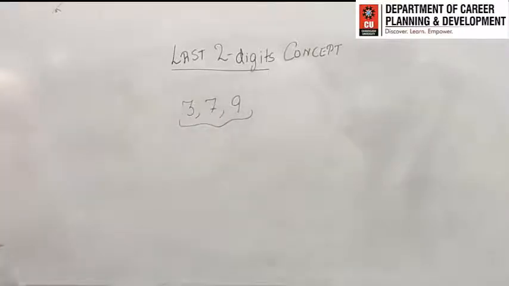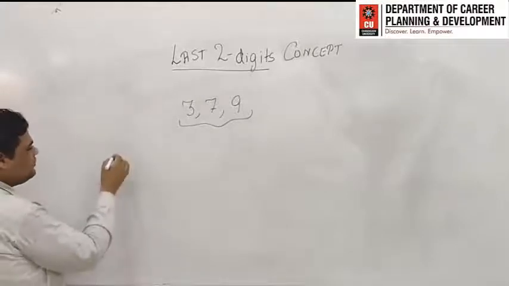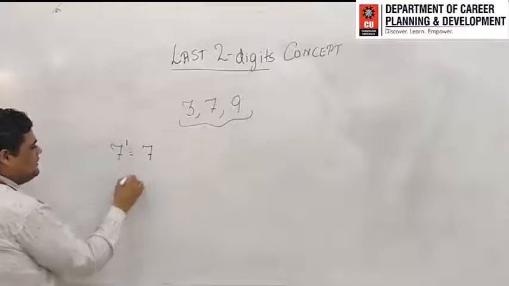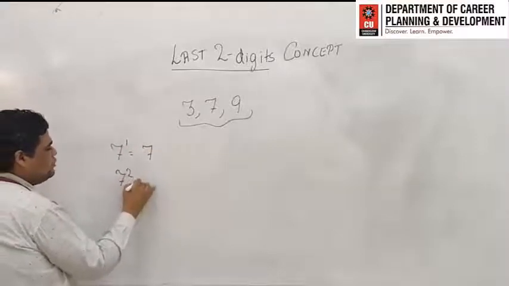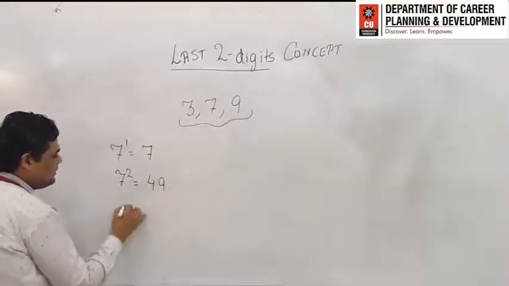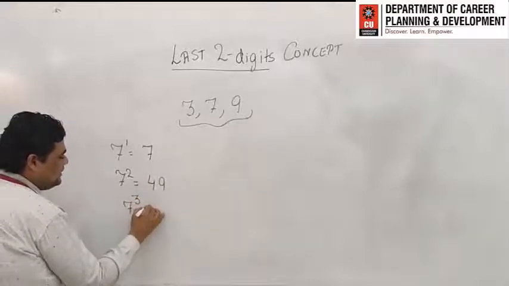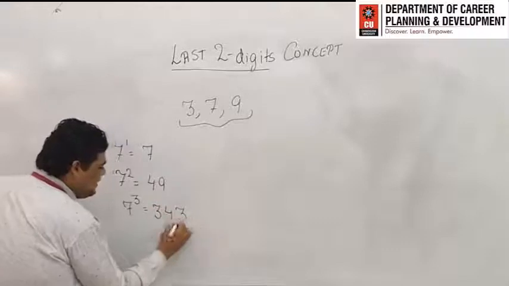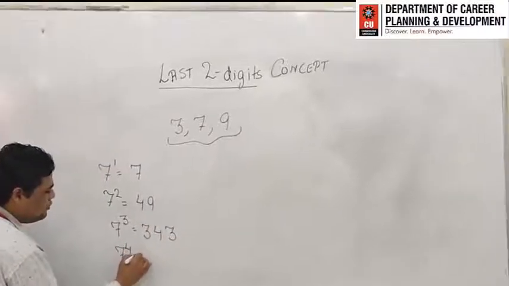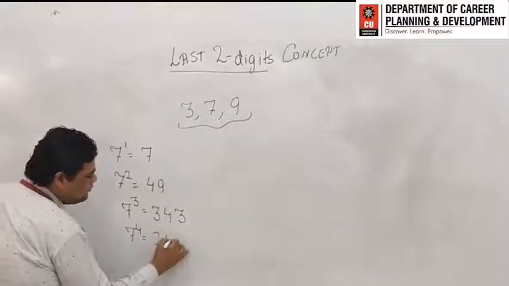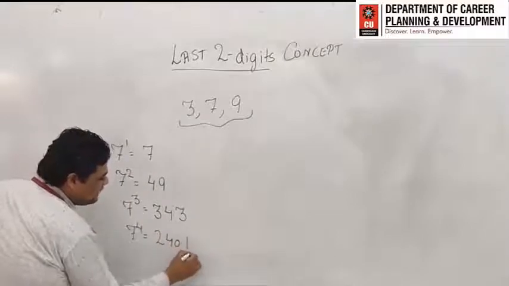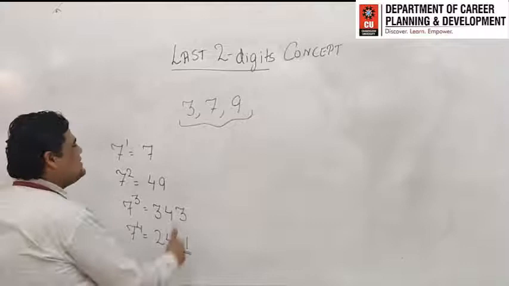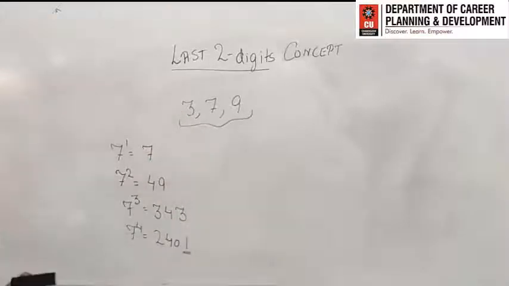So now let's see the similar concept for the 7 and 9. For the 7, 7 raised to the power 1 will be 7. 7 raised to the power 2 will be 49. 7 raised to the power 3 is coming out as 343. And 7 raised to the power 4 will be what? It will be 2401. Again we get the unit place as 1. Here again we will use the similar concept as we have used in the 3.